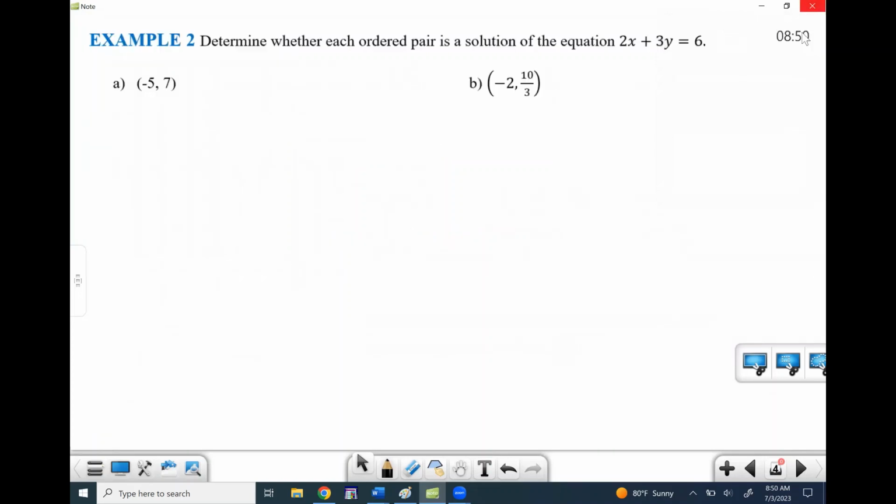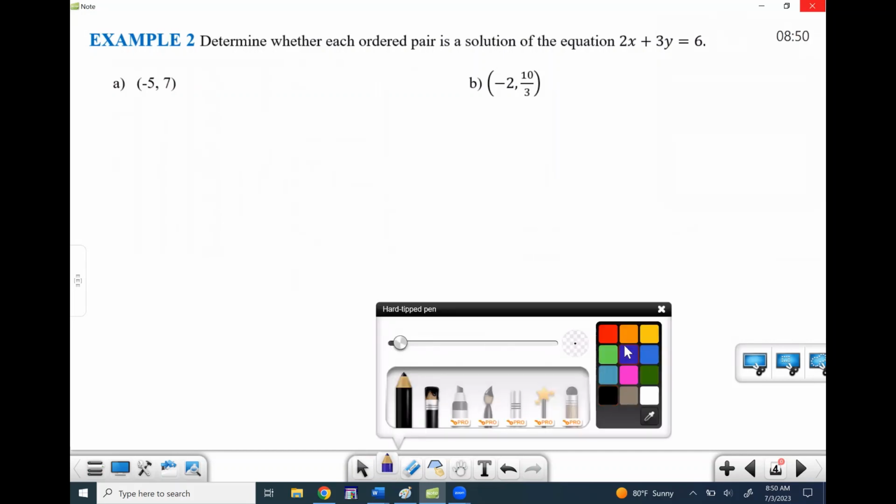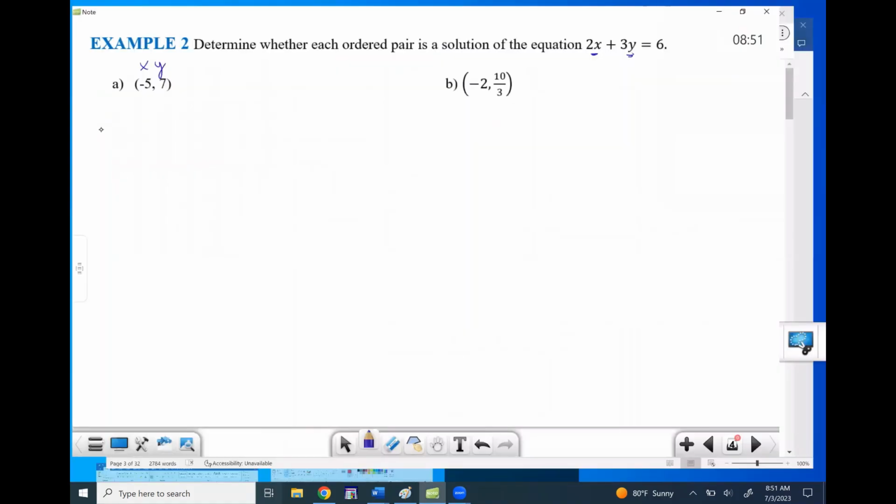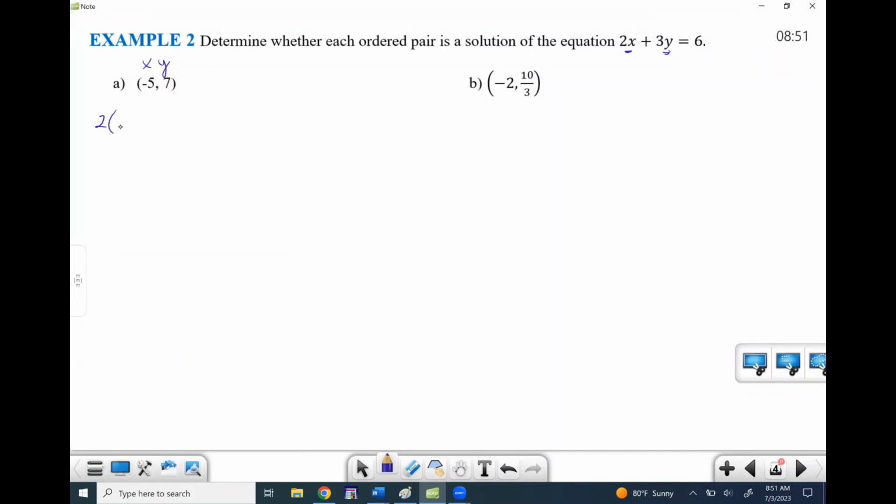Example 2. Determine whether each ordered pair is a solution of the equation. Okay, so these are actually pretty simple. We know the first coordinate is x and the second coordinate is y. So we're simply going to substitute for the x and the y in the equation. So let's see here. We have 2, and instead of x, we're going to put -5. And instead of y, we're going to put 7. And we're going to check to see, it says determine whether each ordered pair is a solution.